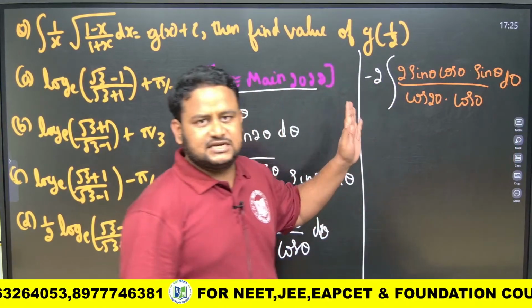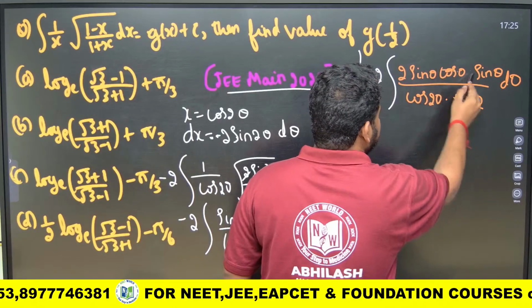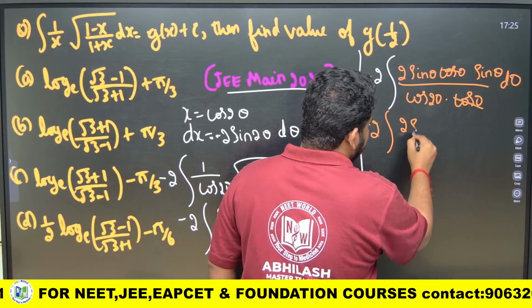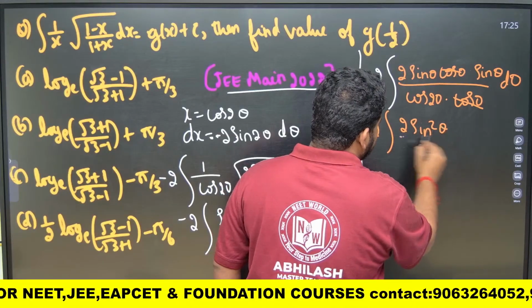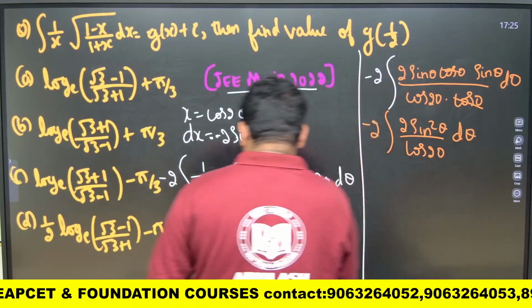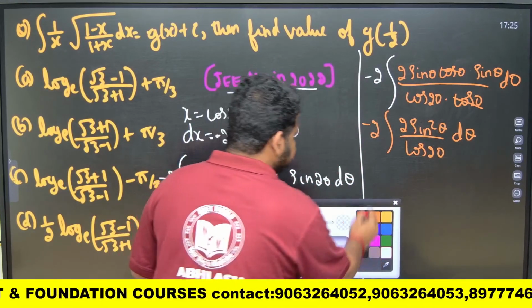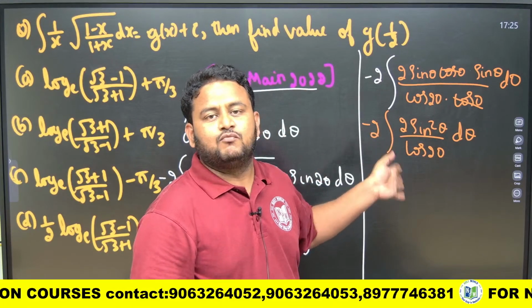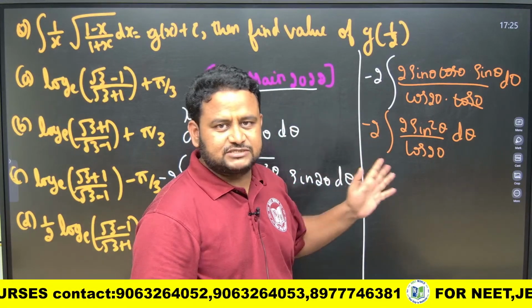So what can I cancel here, friends? I can cancel cos theta. Now I am left with 2 times 2 sin square theta by cos 2 theta into d theta. So here, 2 sin square theta I can write as 1 minus cos 2 theta. 2 sin square theta can be written as what?